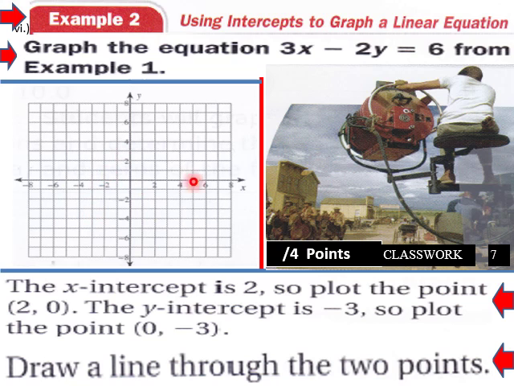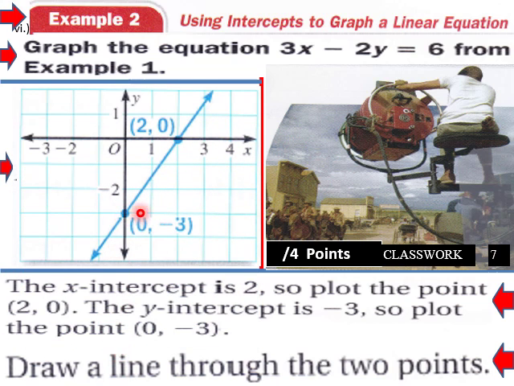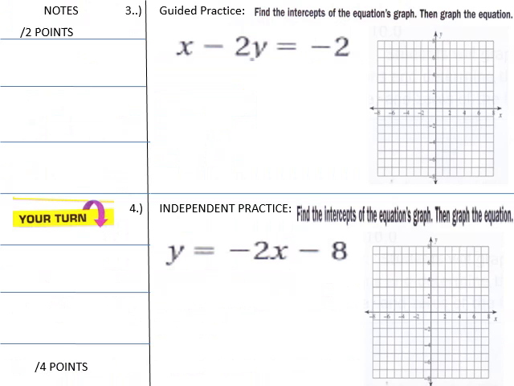Students, do that here on this grid. Draw a line through the 2 points, and it should look like this here. So this is what it would be. Here's your x-intercept. When y is 0, x is 2, and when x is 0, y is -3 for this equation here.